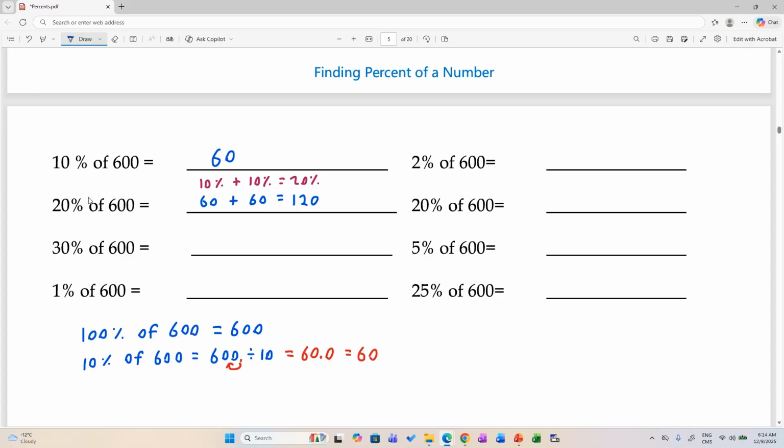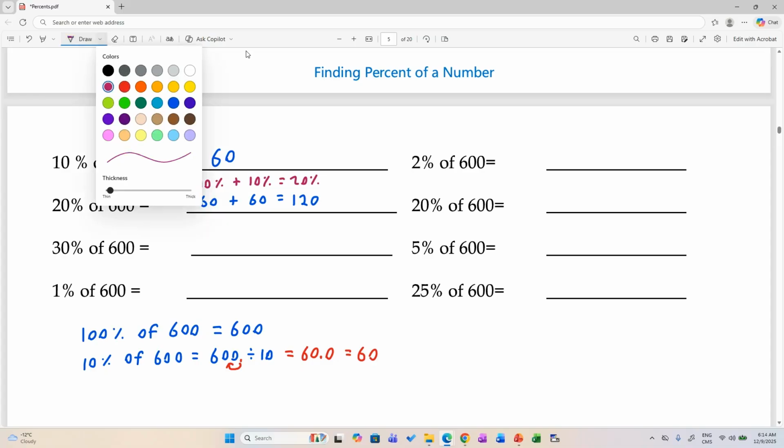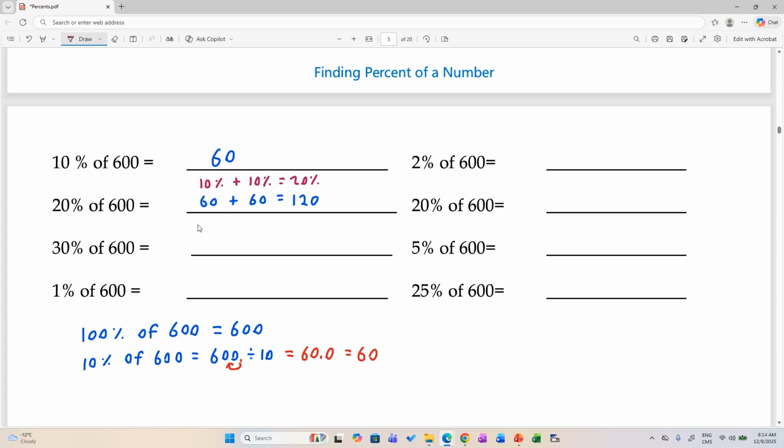Now, let's look for 30% of 600. So, same idea here. 20% was 10% plus 10%. 30% would simply be 10% plus 10% plus 10%. So that should get me 30%. I know what 10% is going to be. It's 60. So I simply add 60 together 3 times. And upon doing so, I'm going to get my answer for 30% of 600, which is going to be 180, because 60 plus 60 plus 60 is 180.